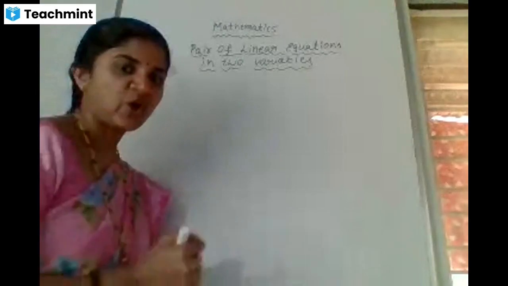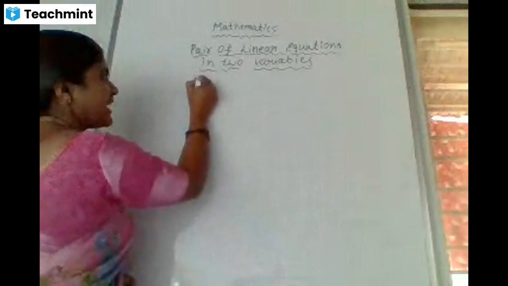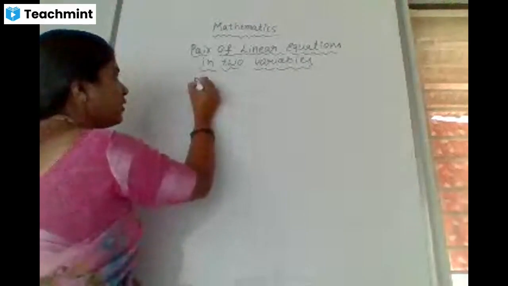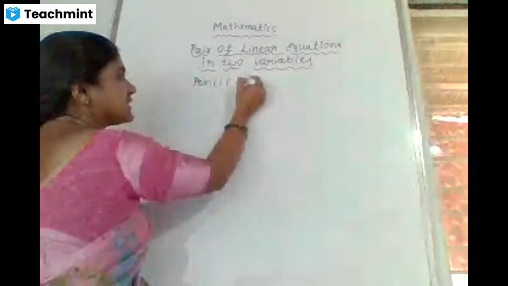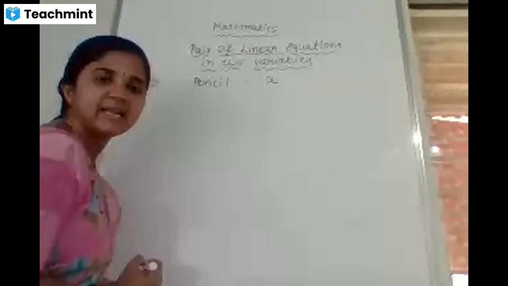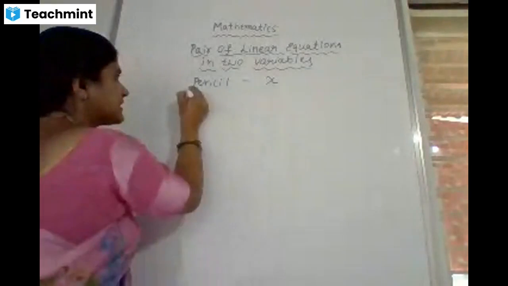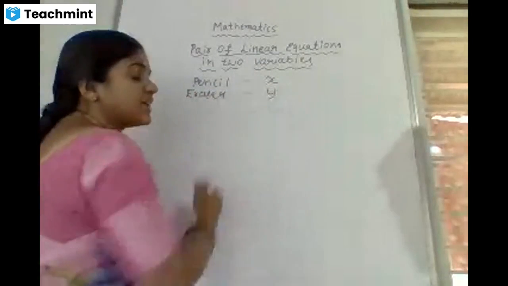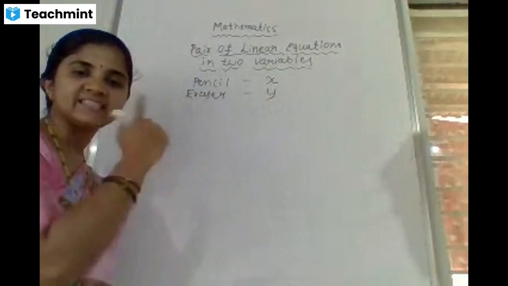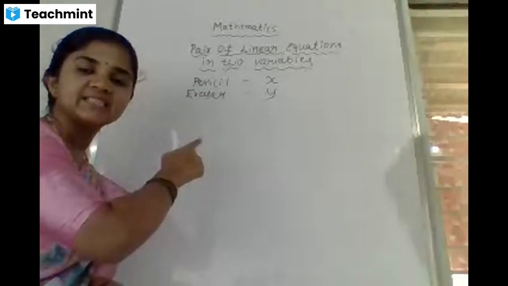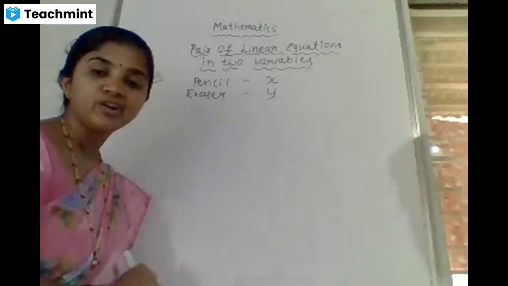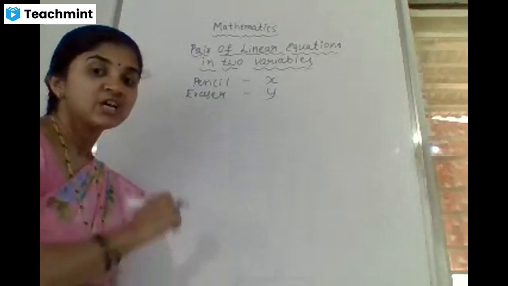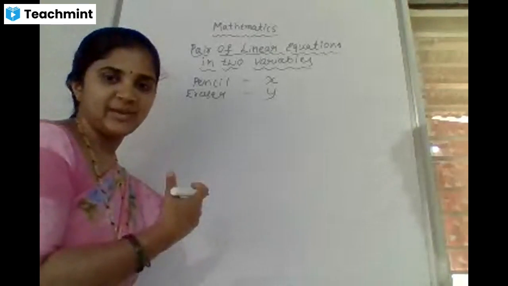Okay. So let us take the number of pencils as X and the number of erasers as Y. According to the condition, how do we take the equation?